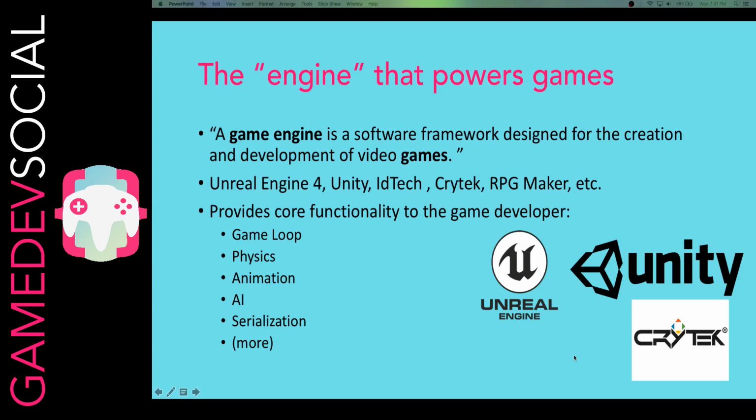But in terms of more traditionally what people think of as engines, people who are not really programmers might not know this at all. A game engine basically provides you with core functionality to make the game. Engines like Unreal 4, Unity, CryTek, RPG Maker, they all have some things in common. The biggest thing they have in common is something called a game loop.